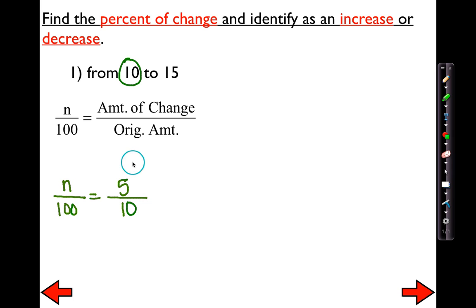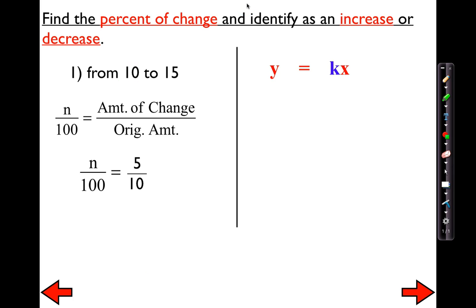So here I'm going to look for the multiplier. What is 10 being multiplied by to give me 100? Fortunately, this is an easy number. It is 10. Since 10 times 10 gives me 100, I'm going to multiply the numerator by 10 as well, which would make n a 50. So that means the percent of change is 50, and it is a percent increase of 50%.